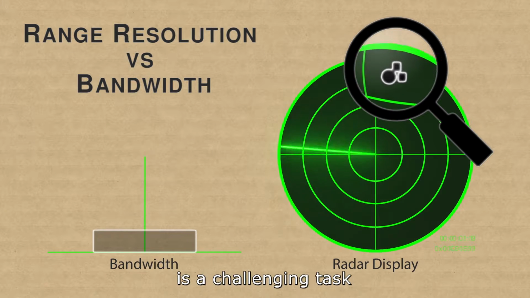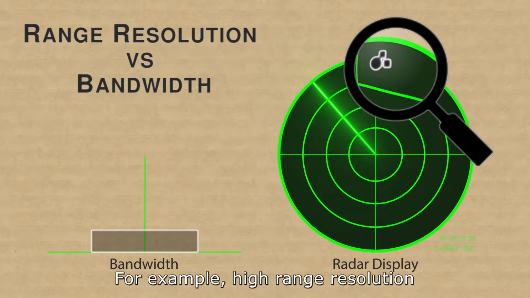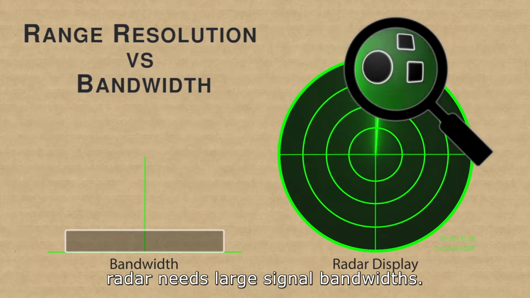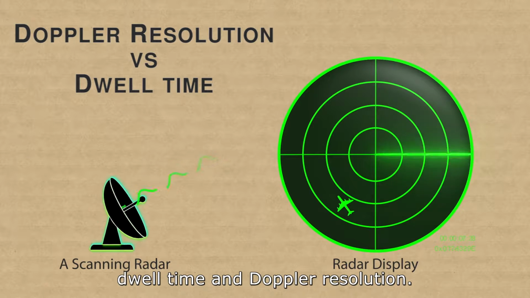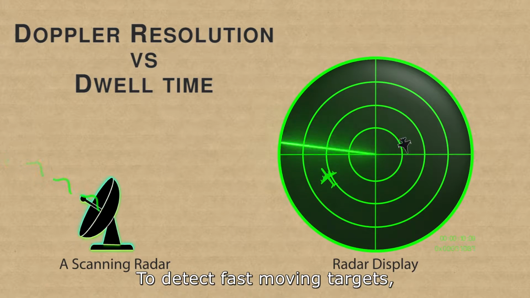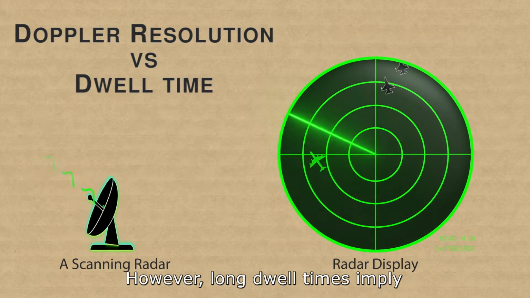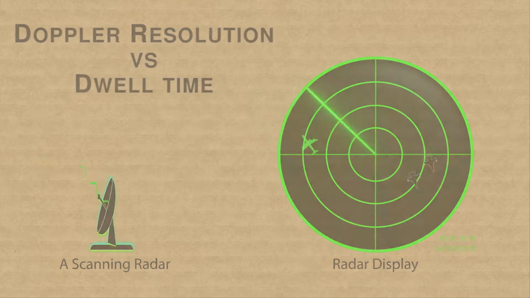Radar system design is a challenging task that suffers from many trade-offs. For example, high-range resolution radar needs large signal bandwidths. A second trade-off is between the dwell time and the Doppler resolution. To detect fast-moving targets, long dwell times are required. However, long dwell times imply that the radar is unable to scan quickly towards other directions.